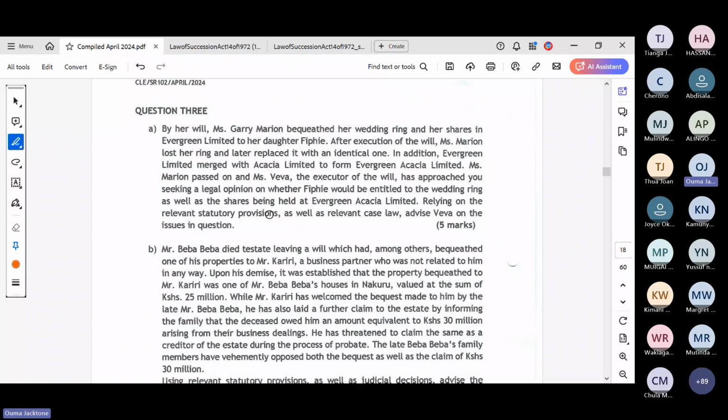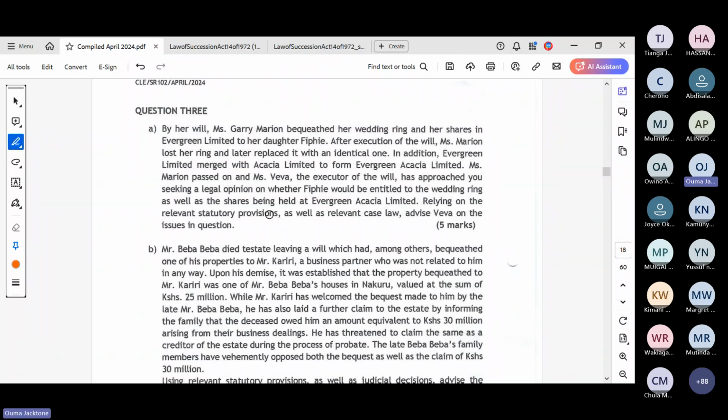Question 3, quickly. I want us to complete this question. Somebody read it quickly. By her will, Miss Gary Marion bequeathed her wedding ring and her shares in Evergreen Limited to her daughter, Fifi. After execution of the will, Miss Marion lost her ring and later replaced it with an identical one. In addition, Evergreen Limited merged with Acacia Limited to form Evergreen Acacia Limited. Miss Marion passed on, and Miss Vera, the executor of the will, has approached you, seeking a legal opinion on whether Fifi would be entitled to the wedding ring, as well as the shares being held at Evergreen Acacia Limited. Relying on the relevant statutory provisions, as well as the relevant case law, advise Vera on the issues in question.